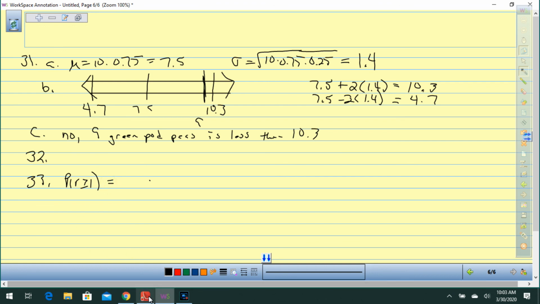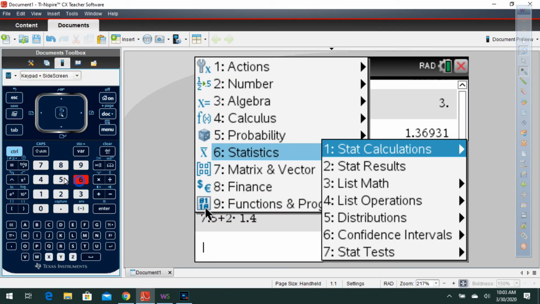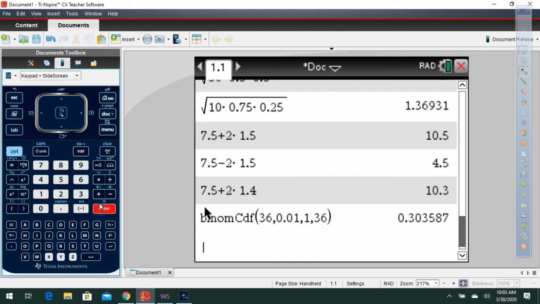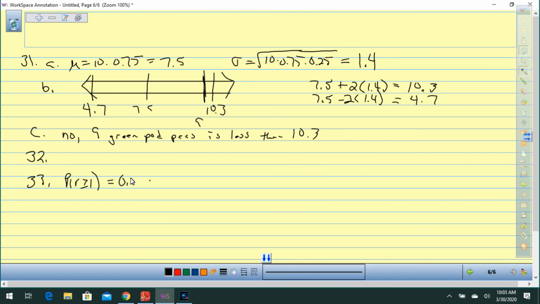Right, so let's go here to our calculator. Menu, 65B, number of trials, well, there's 36 in there. Well, what is P? And let's see, 1%. So we got 0.01. That's testing positive. Lower bound is 1. Upper bound is 36. And we got 0.3035. So is it unlikely for such a combined sample to test positive? I would say no. All right.